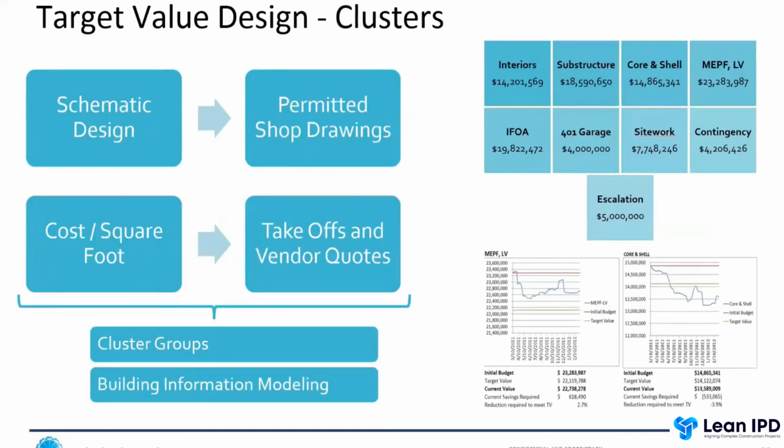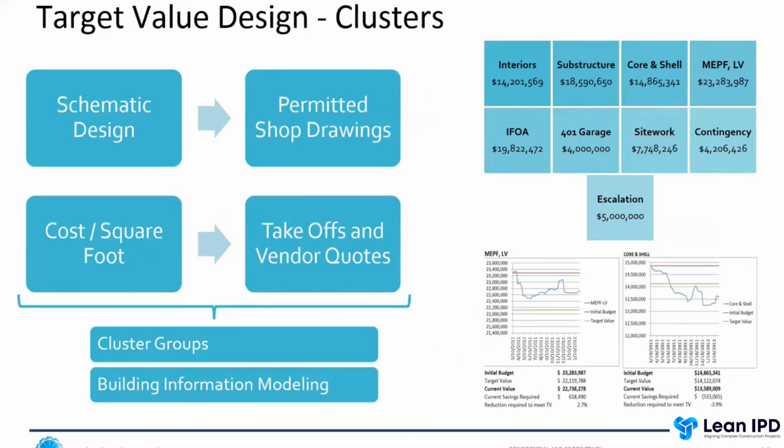So through that process in more detail, you're moving at the validation level from schematic design, trying to get to permitted shop drawings. So you're permitting the drawings of the trade who's actually going to build it, so that you know it can be built. And from an estimating point, we're moving from a cost per square foot to vendor takeoffs, quotes, lump sum bids.